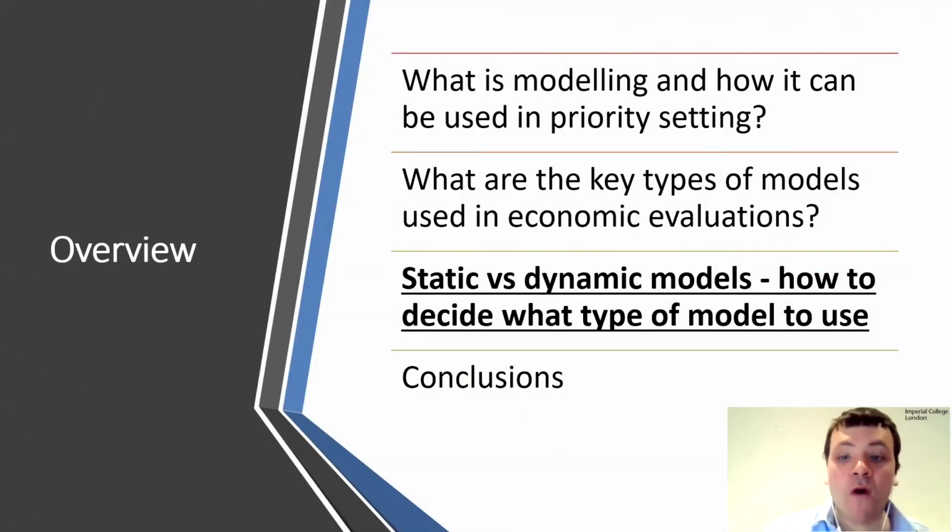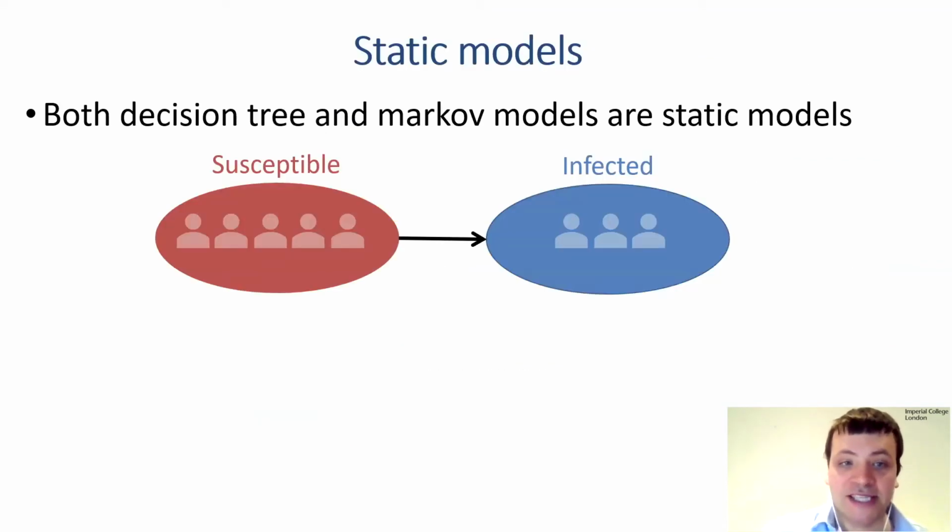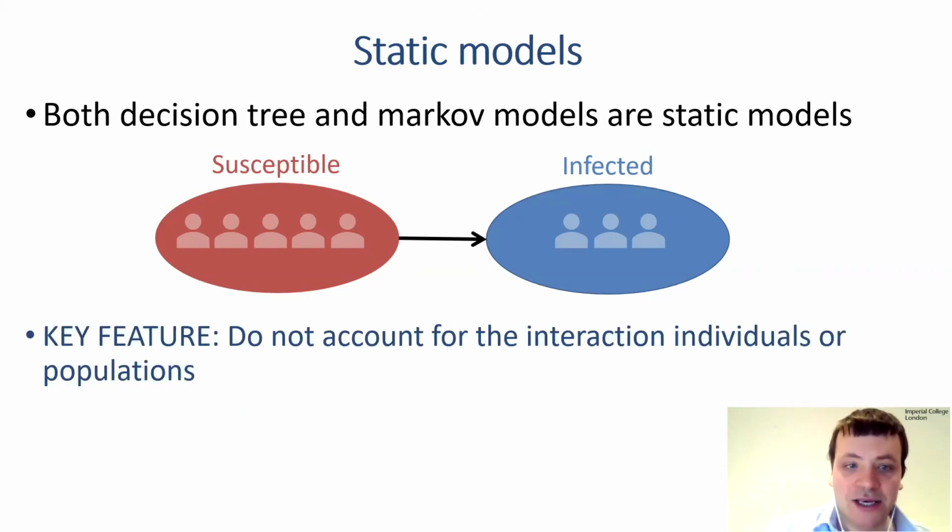Now, let's move on to static versus dynamic models: how to decide what model type to use for infectious diseases. So, as I've stated, both decision tree and Markov models are static. And the key feature of these models is they do not account for the interaction of individuals or populations.